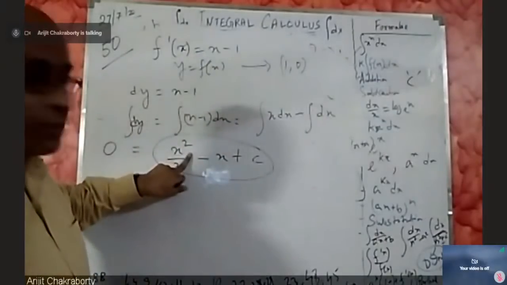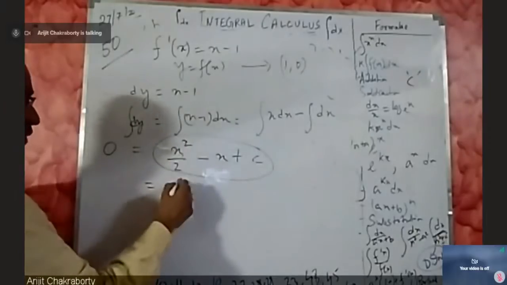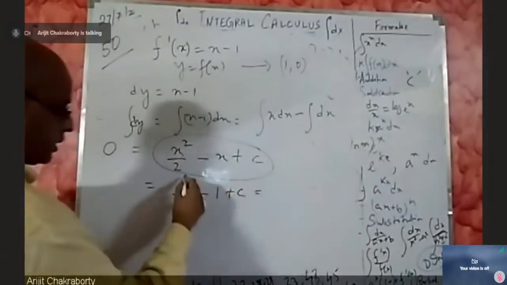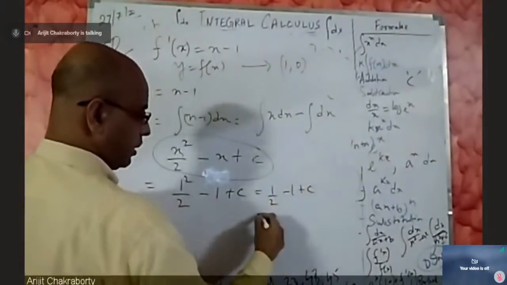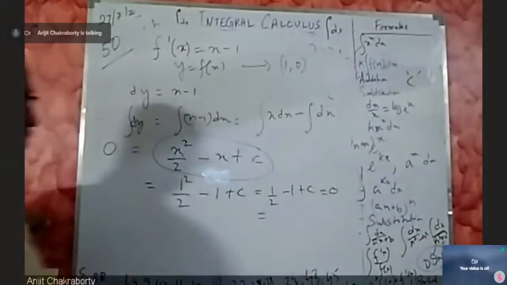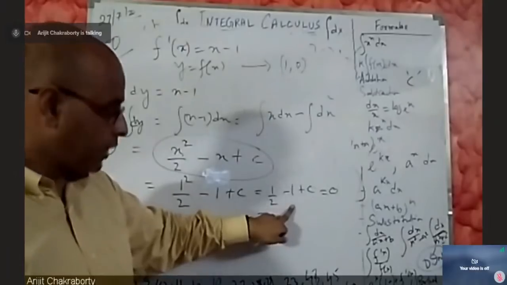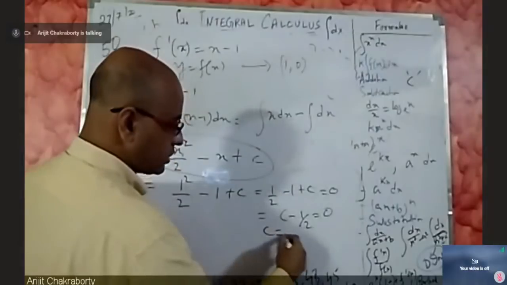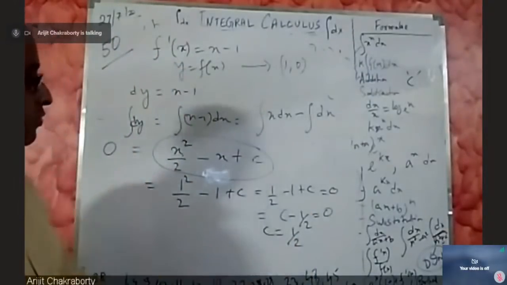Right hand side, x equal to 1, so it becomes 1 square by 2 minus 1 plus c. That is, 1 square by 2 is half, minus 1, plus c equal to 0. So half minus 1 is how much? Half minus 1 is minus half. So c minus half equal to 0. So c is equal to half. c is equal to 1 by 2. This much we have got.